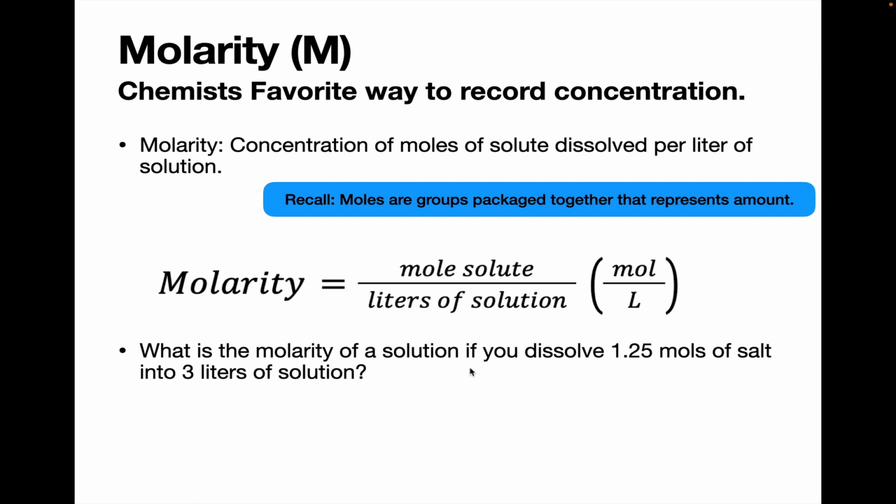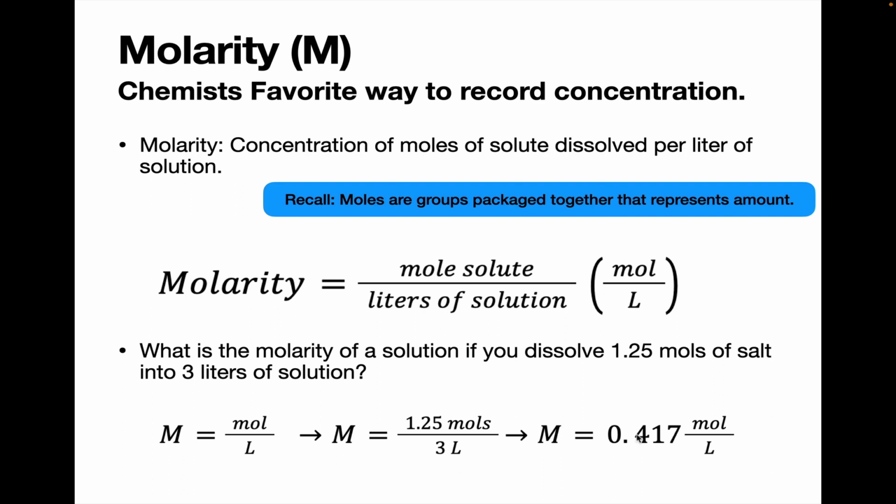So what's the molarity of a solution if you dissolve 1.25 moles of salt into 3 liters of solution? Well, here's our equation. We plug our numbers in, and we would get a molarity of 0.417 moles per liter. You could also label this with a capital M. That is also acceptable. So then what is a dilution?